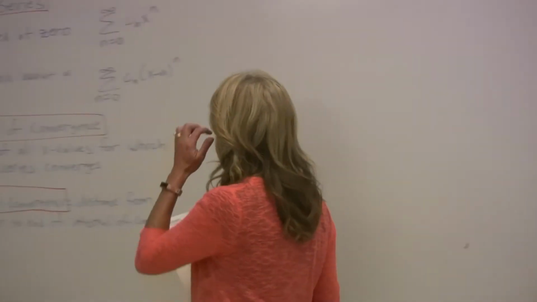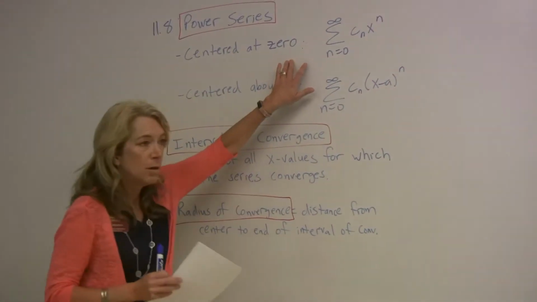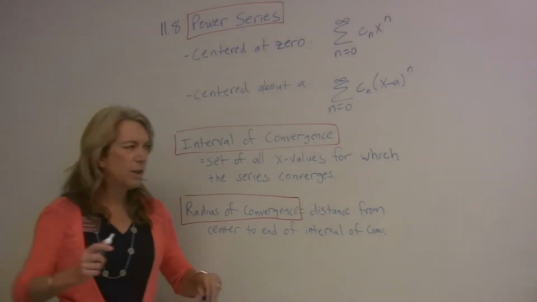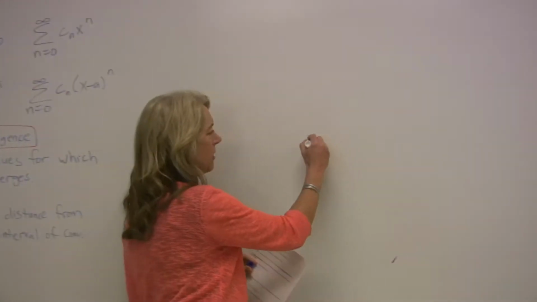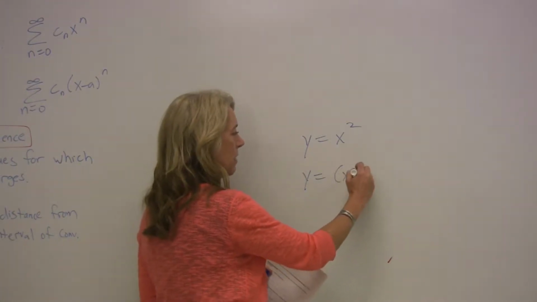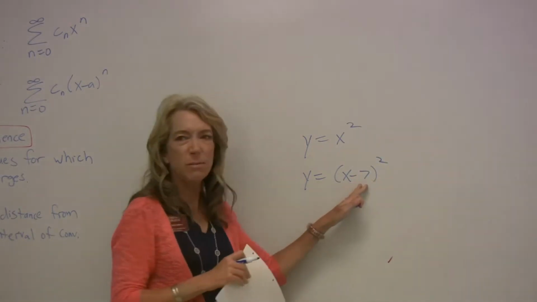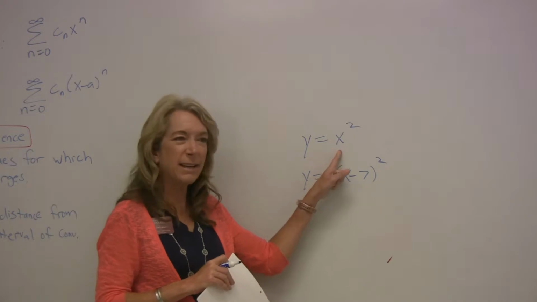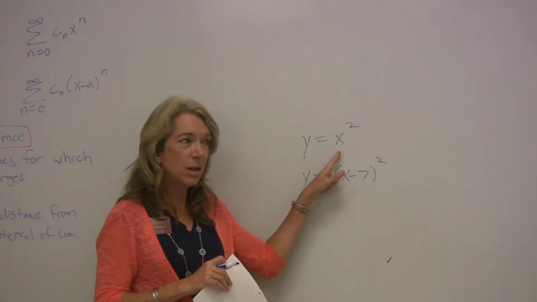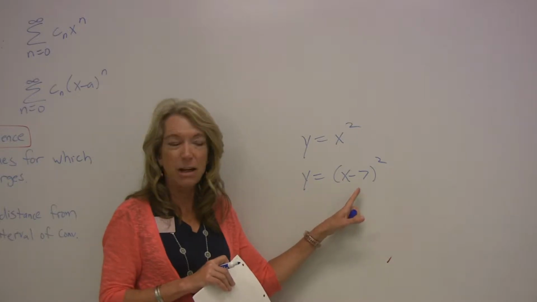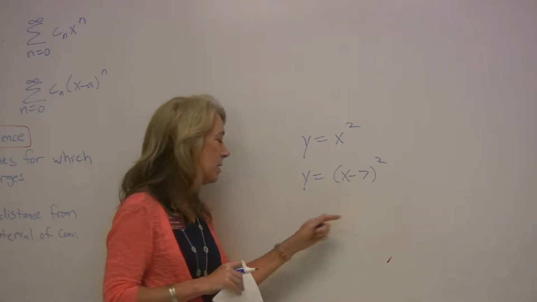So some definitions. We talked about power series centered at 0, meaning 0 is in the middle of it. If you think of quadratics, you can have y equals x squared, and you can have y equals x minus 7 squared. And this moves the vertex over to 7, x equals 7, right? But if it's like this, the vertex is at 0. So it's the same kind of idea. This is centered at 0, this is centered at 7, the middle of it, if it was a parabola.